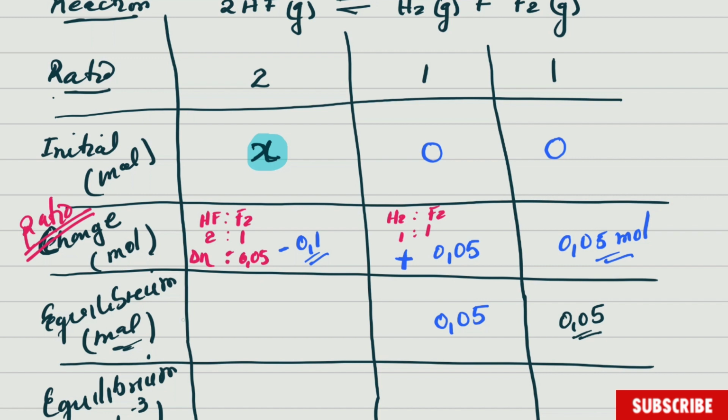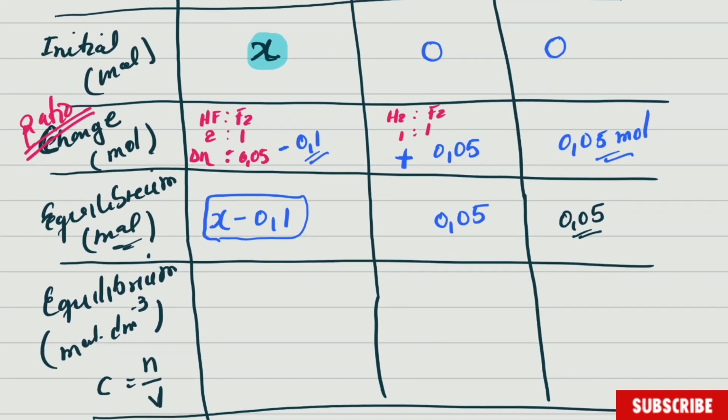So what is going to be the change at equilibrium? I mean, what happens at equilibrium? What will the final number of mole of the HF at equilibrium be? X minus 0.1. This is important there. Okay, I hope you do understand, guys.